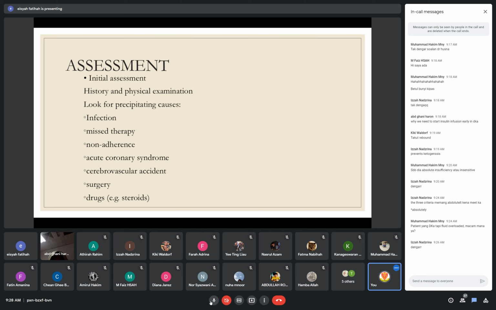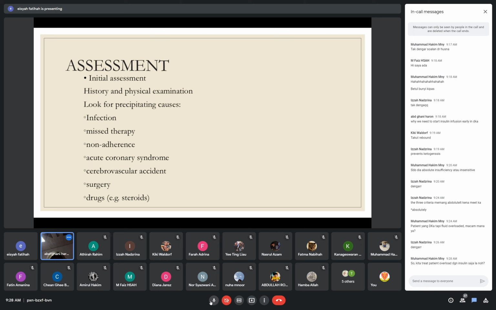Macam tu lah. Jangan lupa mesti ada precipitating factor dia. Jarang-jarang macam missed therapy tu kan lah. Tapi yang tu macam last lah. Cari dulu ada proses lah yang possible.